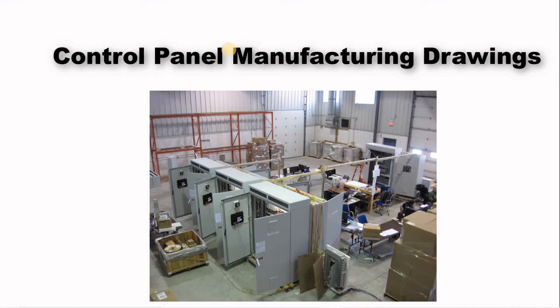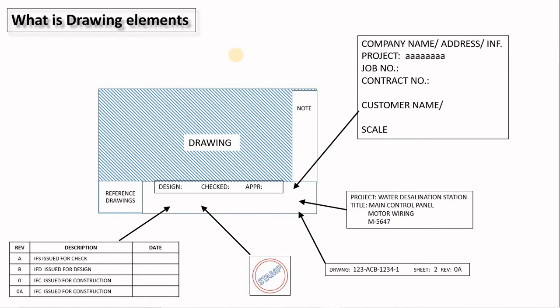The video is talking about the manufacturing drawing needed for a control panel. Before we go into these control panel drawings, we need first to look at any drawing. Any drawing should have a border. The border consists of many items, like the company name, address, and so on, and who had prepared the drawing, and who had checked it, and who had approved it, and most important, the stamp for the engineer who approved this drawing. Now the drawing should have a drawing number, sheets, and so on, and the revision.